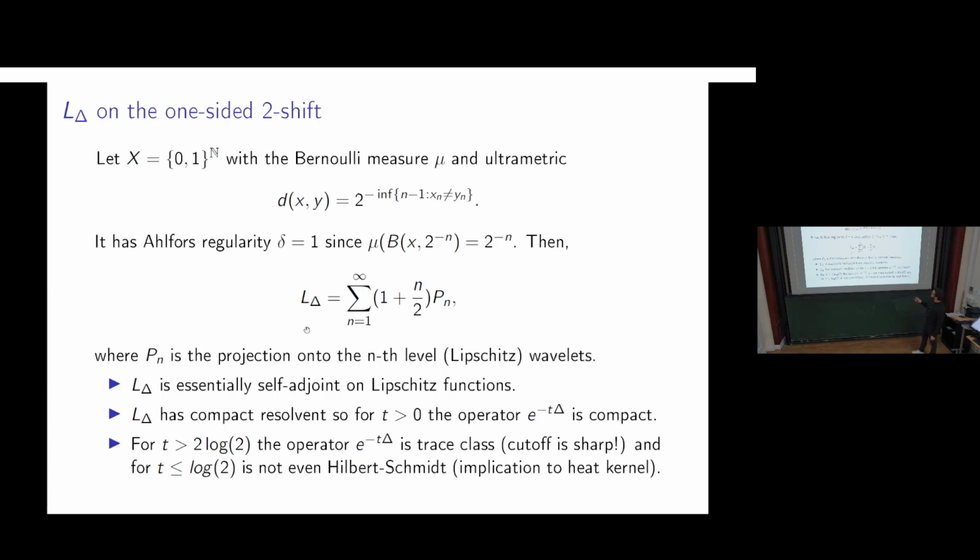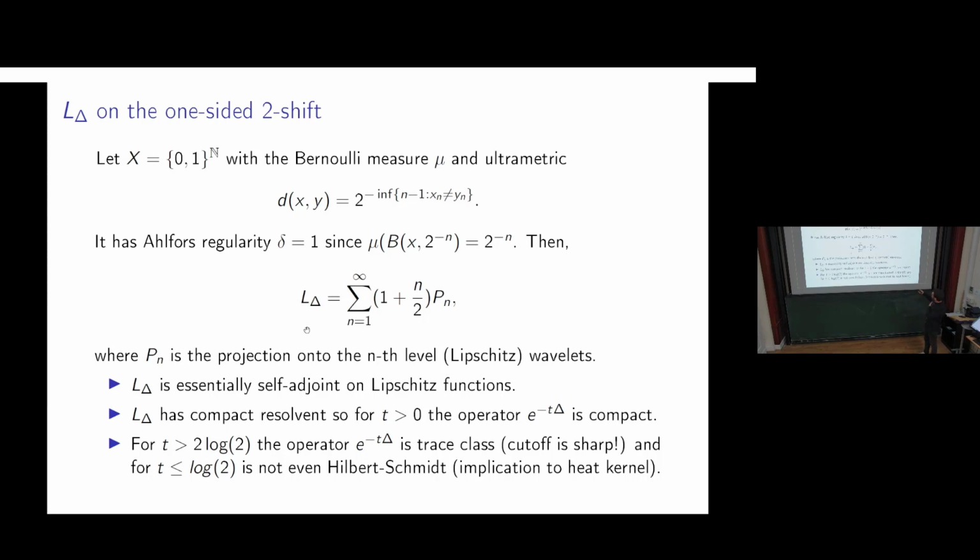And so if you take a wavelet of level n in this construction, its eigenvalue will be computed explicitly. Therefore, this operator is essentially self-adjoint on Lipschitz functions. This is what you get from this diagonalization. And it has compact resolvent.